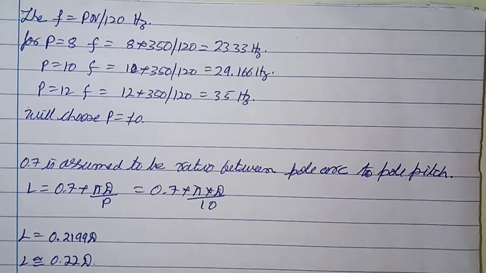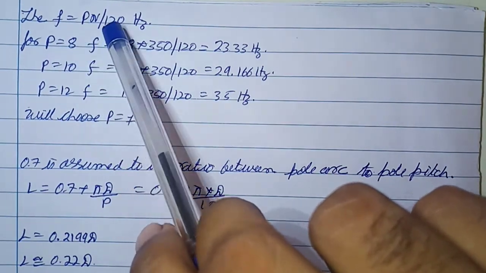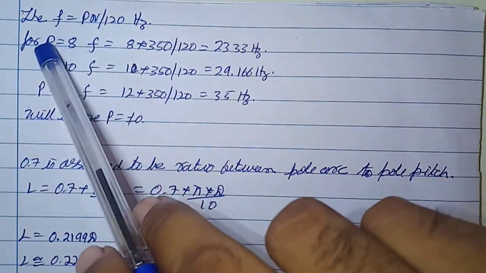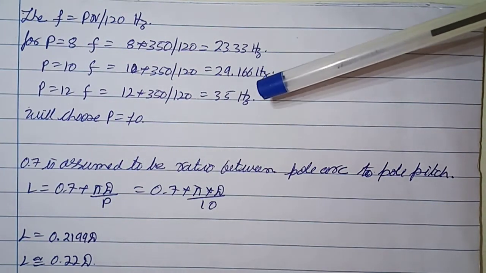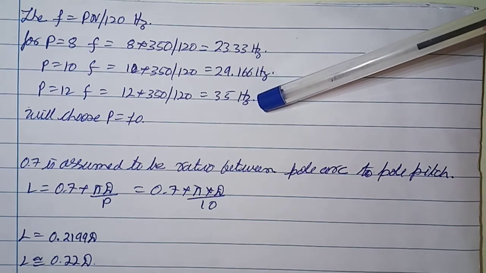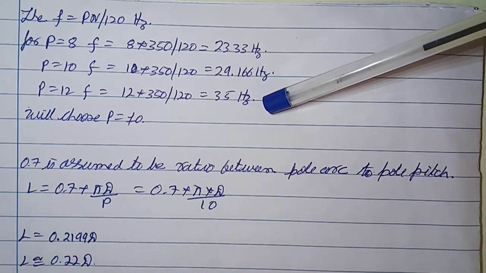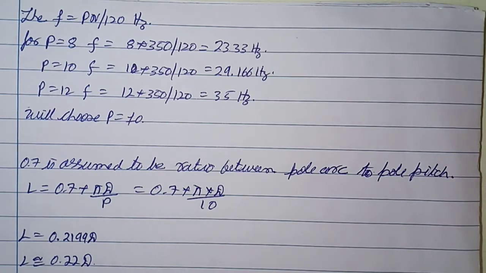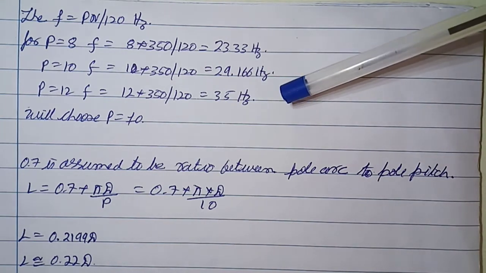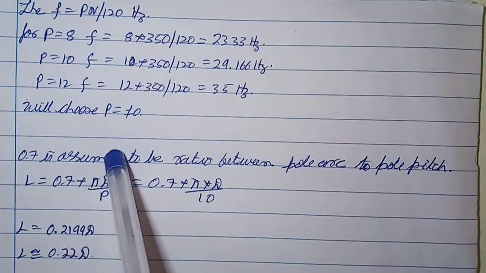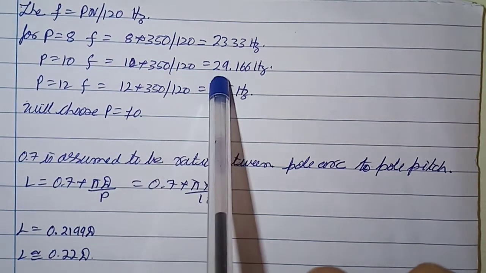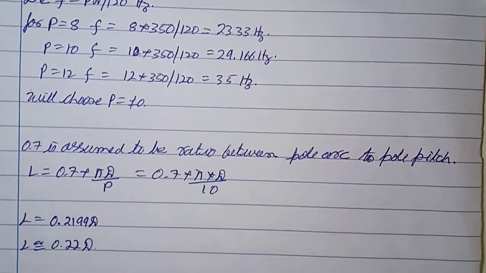We should take care when seeing the factors affecting the selection of poles. One was the reversal frequency, f equal to P n by 120. By going for different values of P, we get these values, and we have said the frequency should lie between 25 hertz to 50 hertz. Also taking into consideration the disadvantages of a high number of poles, on that basis, P equal to 10 is chosen, so that the frequency is within the range mentioned.